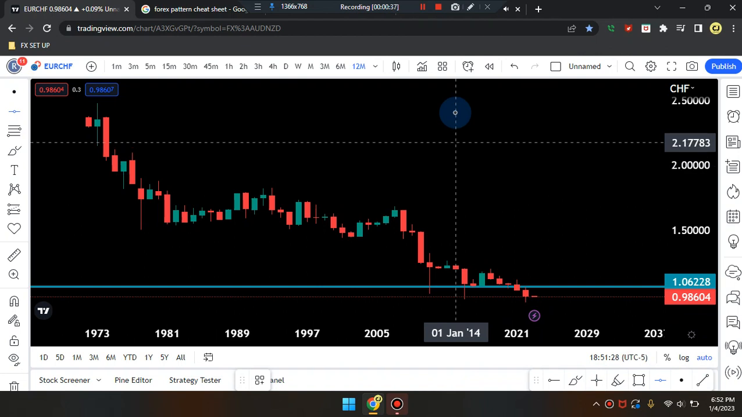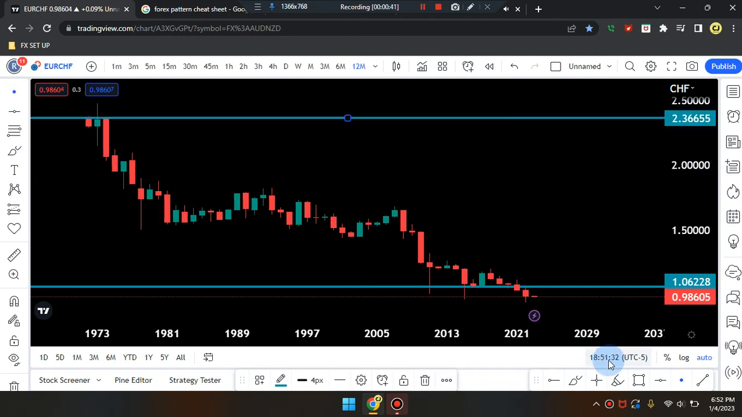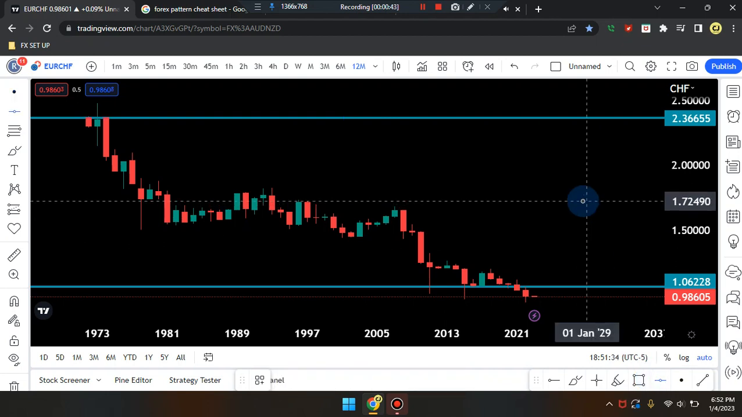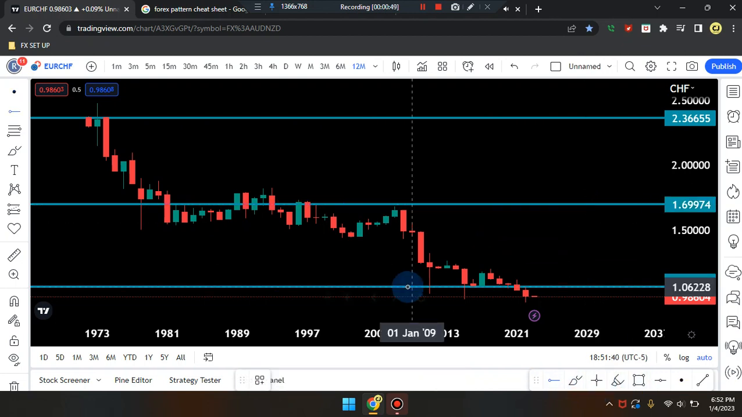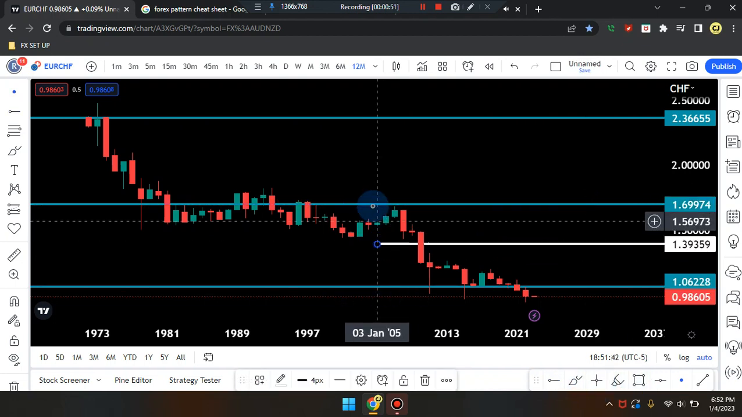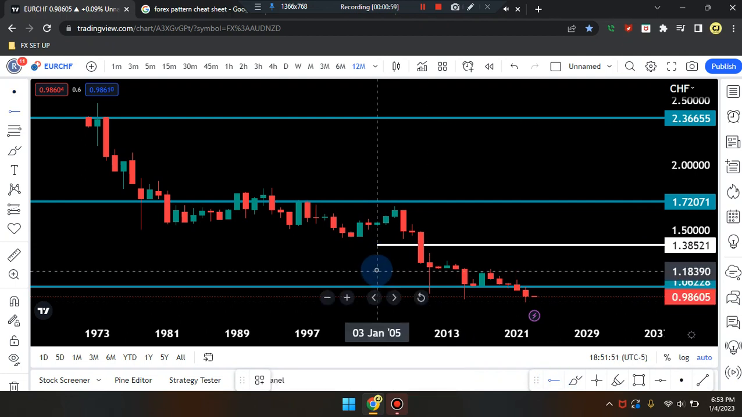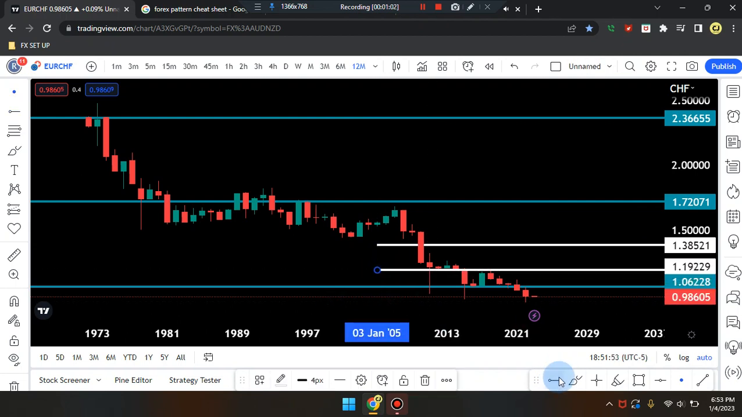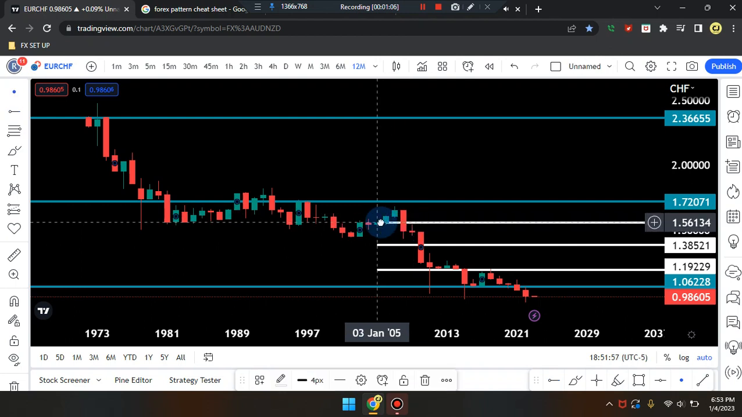Price action overall, higher highs, adding the midpoint, also adding second level lows, third level lows, and fourth level lows.